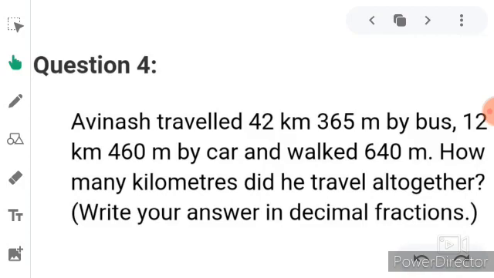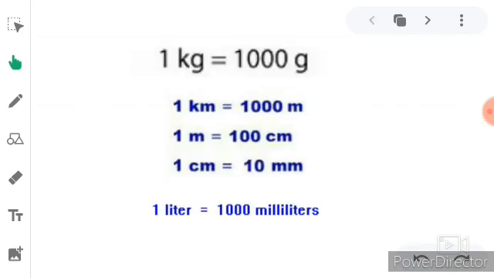Now in this video we are going to solve word problems which are based on decimal fractions. Before starting this, I am going to tell you something about the conversions, how we can convert kilogram into gram, kilometer into meters, meter into centimeters, and centimeter into millimeters, and liters into milliliters. So here are some conversions.